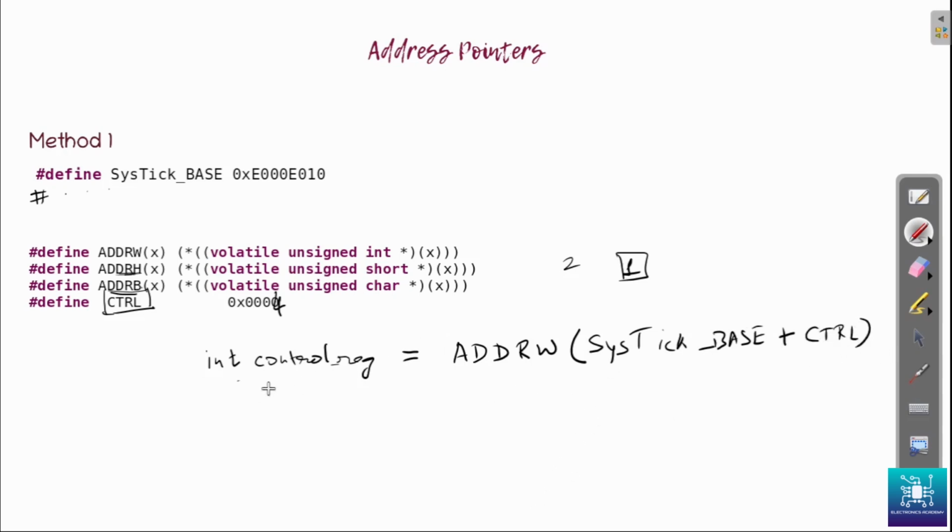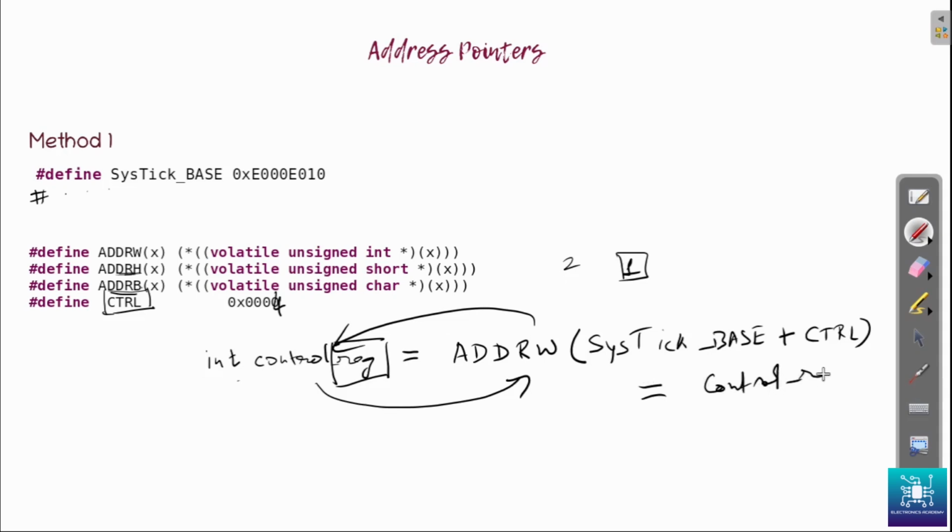Okay, that's all. When you do that, you'll see that this variable will be filled with the value of whatever is in that memory location. If you want to write into the memory location, you interchange the places. So ADDRW SysTick base equal to control register. Okay, so the control register value is going to come in here, and this is because we are also dereferencing the value. So like we saw, star, the pointer variable is the value dereferenced.